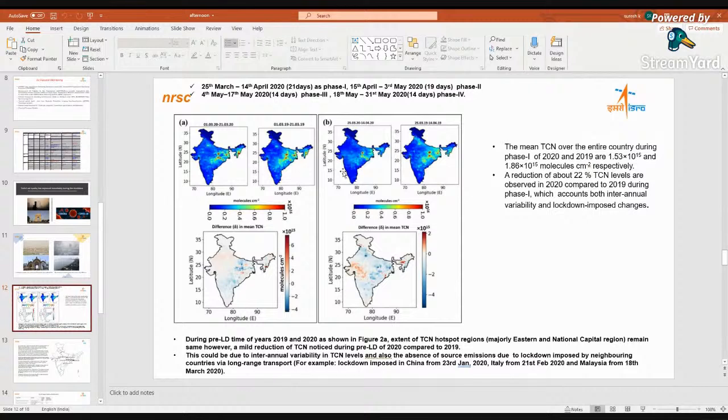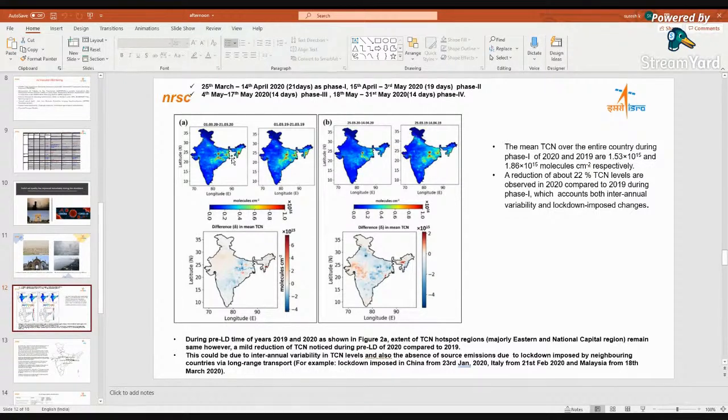So for NO2, if you can see here, the eastern region of India is mainly the hotspot, consisting of power plants. When you take the pre-lockdown of 2019, the extent of the NO2 hotspot regions, mainly the eastern region and the National Capital Region, remains the same. However, a mild reduction was there during pre-lockdown of 2020 compared to 2019.